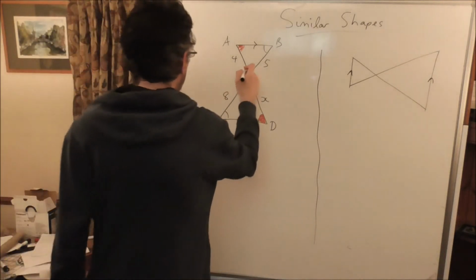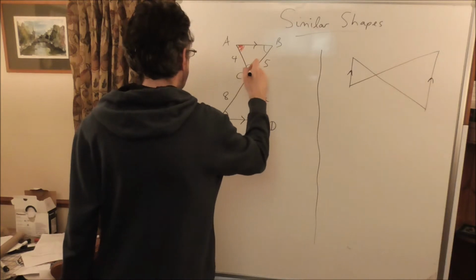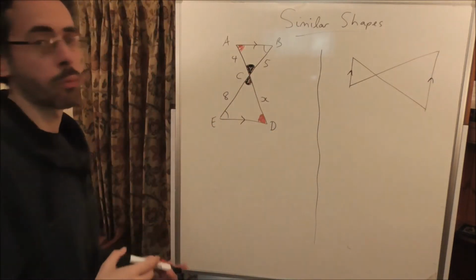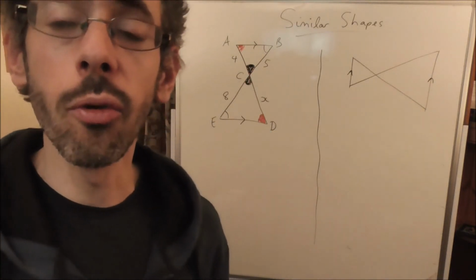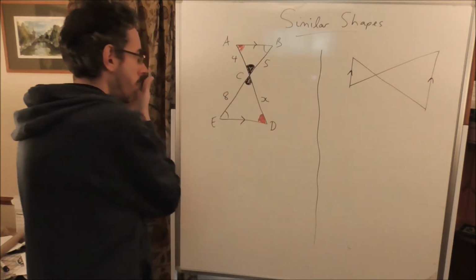And these two angles are the same. They're called vertically opposite angles. So when two lines cross, the opposite angles are equal. So both triangles have the same angles, therefore they're similar. In other words, this triangle is an enlargement of that one.